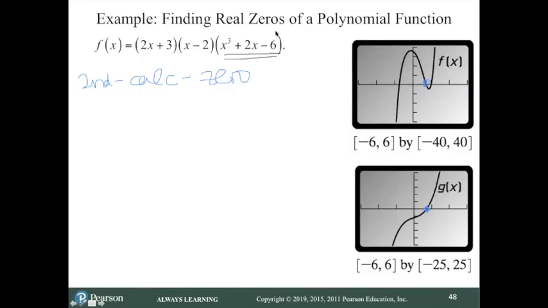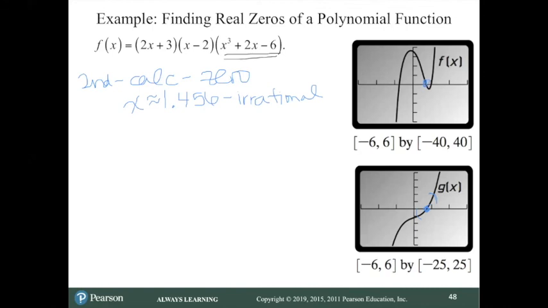Okay, so hopefully what you got, you did second calculate the 0, you put a right bound and a left bound and a guess, just hit enter again. And what you should get is that x is approximately 1.456. This is irrational.